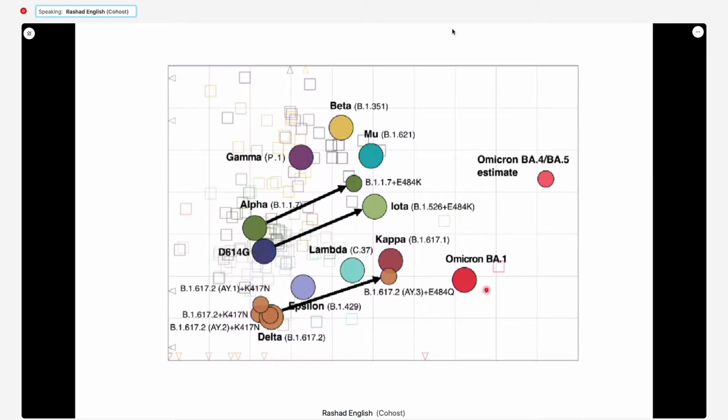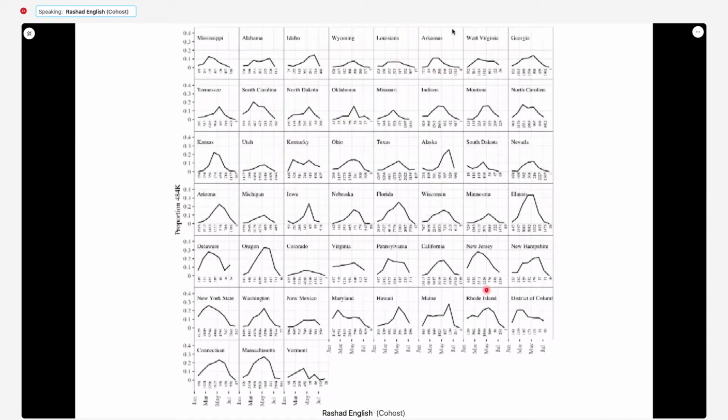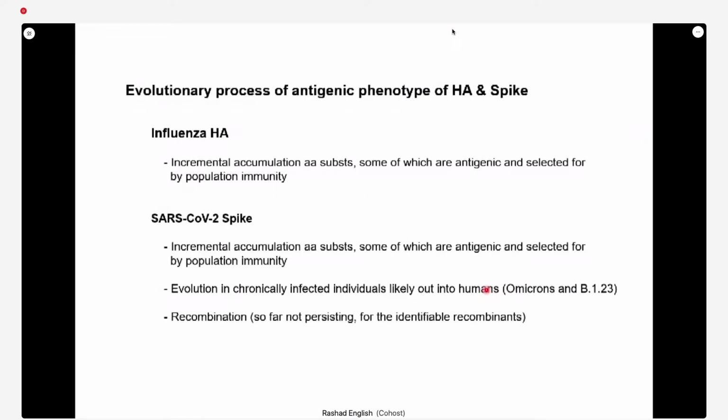We've actually got data for that I was going to show, but in the interest of time, I'm going to skip over it. And when immunity gets higher, these antigenic escape substitutions come up. But of course, that's not how alpha appeared, or delta appeared, or Omicron appeared. We don't know for sure. But the best hypotheses, certainly for Omicron, are the evolution in chronically infected individuals and then getting out into humans.